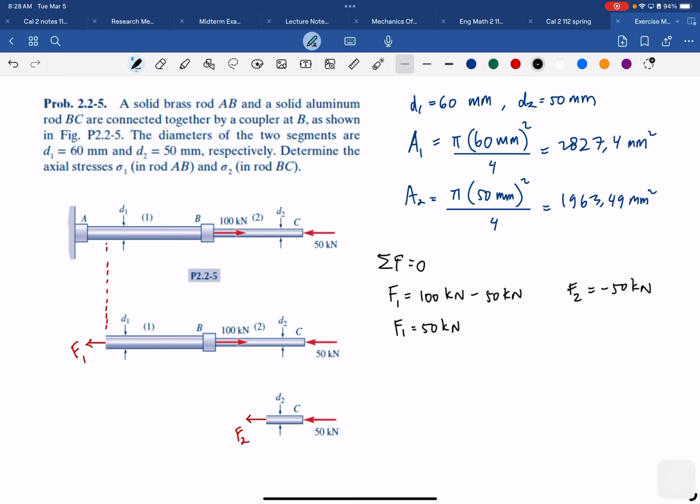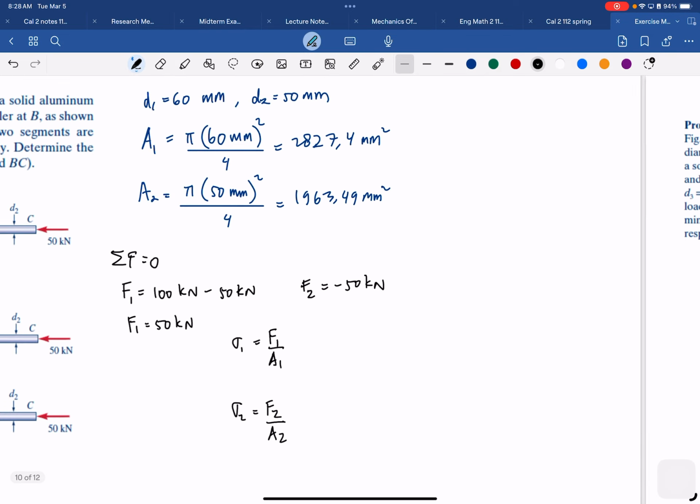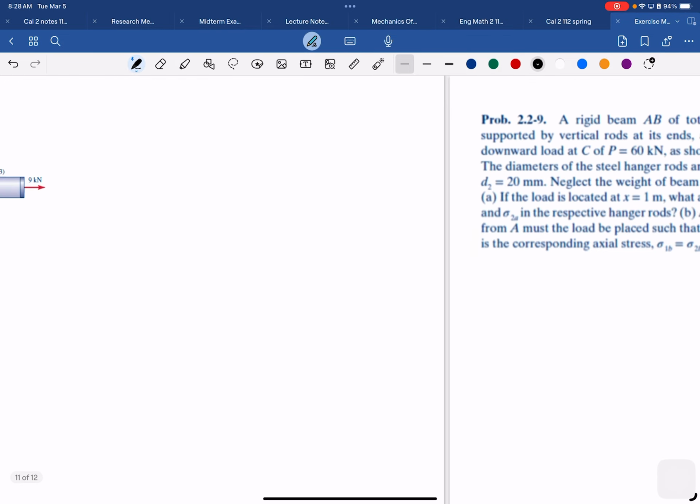Okay. And then basically, the sigma 1 is F1 divided by A1. I think it's quite easy, right? I think you can just divide. I think you can do it by yourself. I think this is too easy, so I think I got the wrong example. Maybe let me check the other example. Okay, I think this one is too simple.